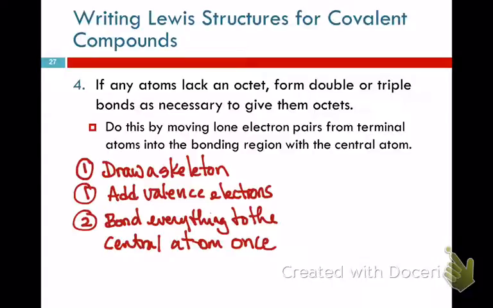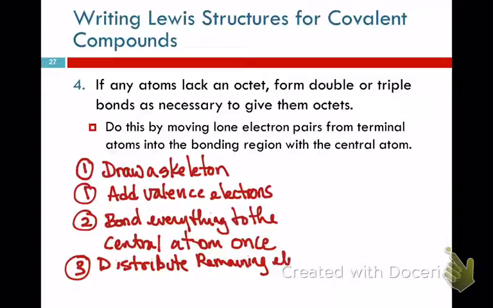Then you're going to bond everything to the central atom once, and then you're going to have electrons that are left over. We call those the remaining electrons. Distribute remaining electrons. A lot of times I just call it RE. And valence electrons are often abbreviated VE. And the last step is satisfy octets.